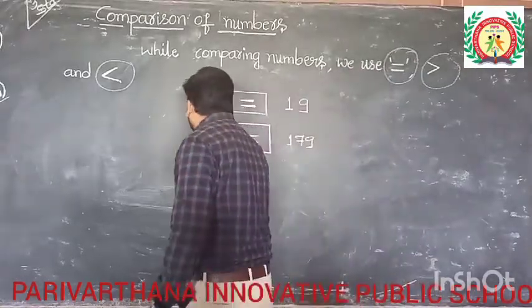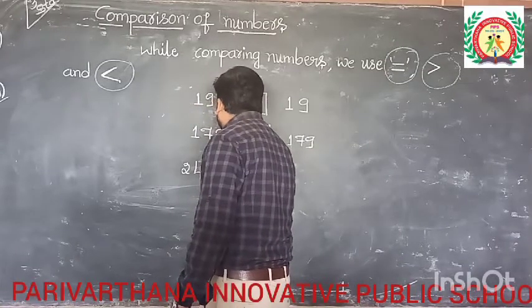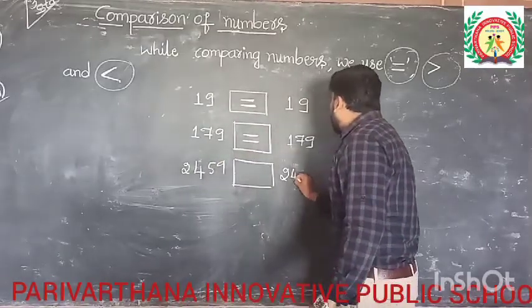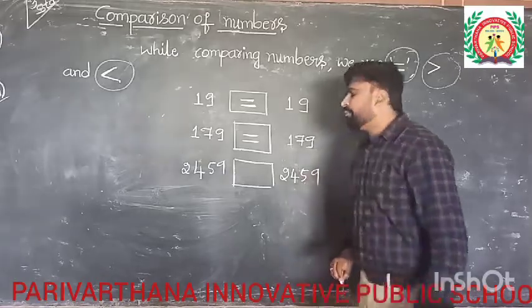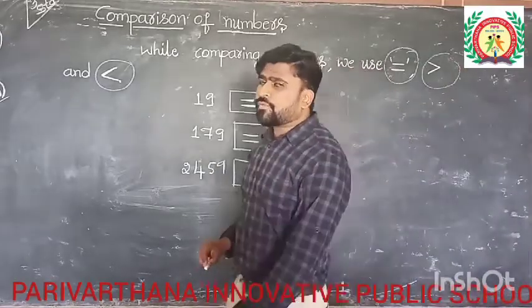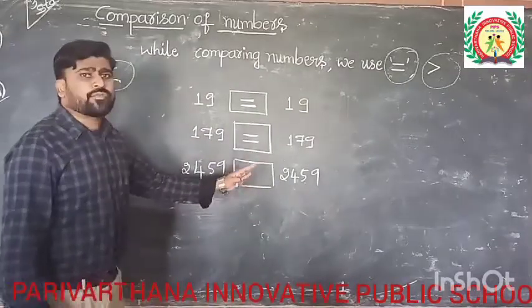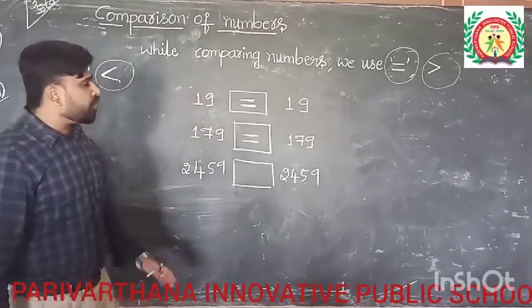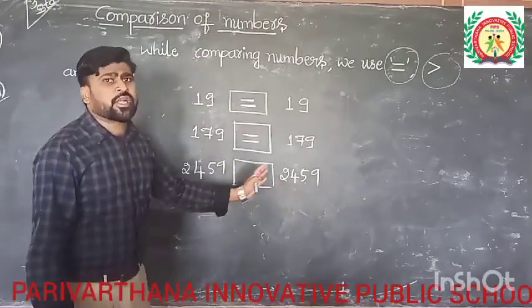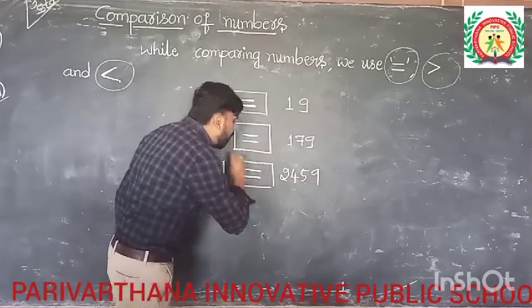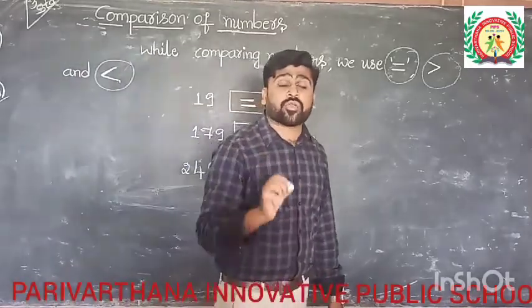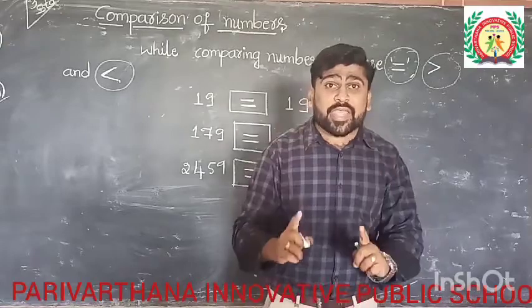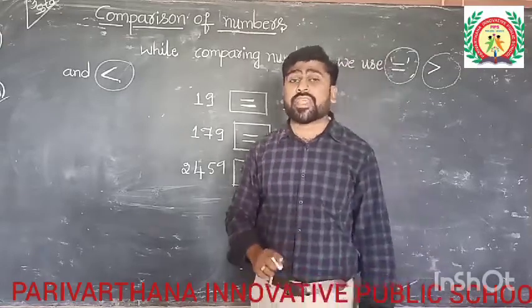You can take another example: 2459 compared with 2459. In this third example, we are comparing 4-digit numbers. Here both the 4-digit numbers are the same, that means equals. Understood? When we use equals, both the numbers are the same.